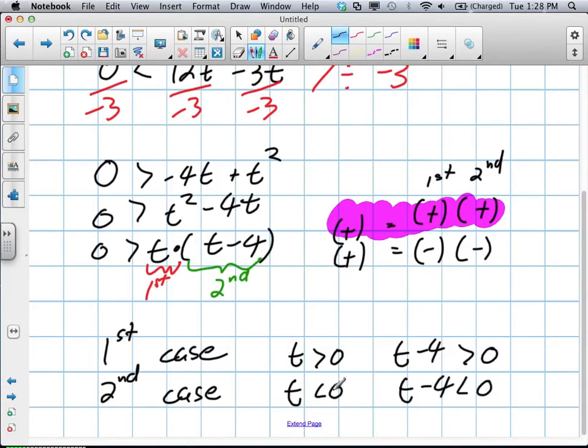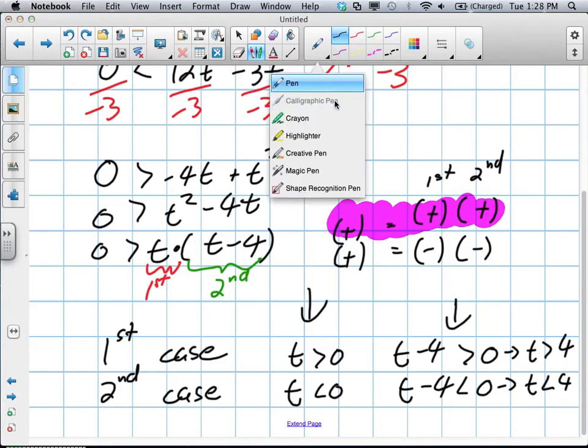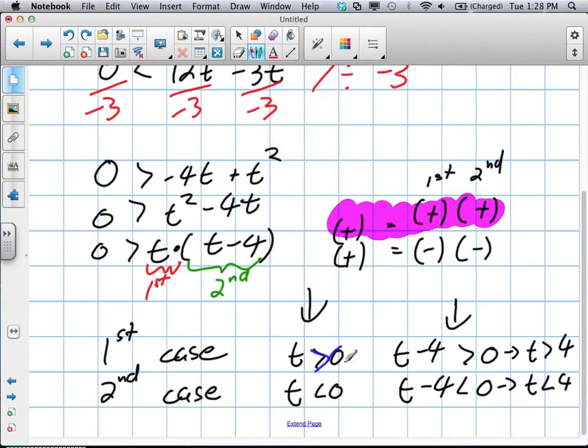Well, let's write these as actual numbers. These are written fine, t greater than 0, t less than 0. How can we rewrite these? This can be t is greater than positive 4, and this one can be t is less than 4. Is that right? T is, bring it over. Yeah. So we have our cases here: when t is greater than 0, and when t is less than 0, and when t is greater than 4, and when t is less than 4.